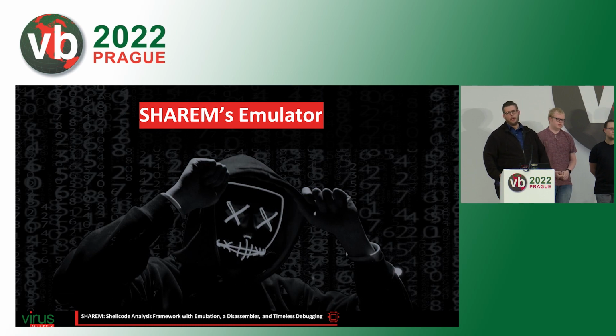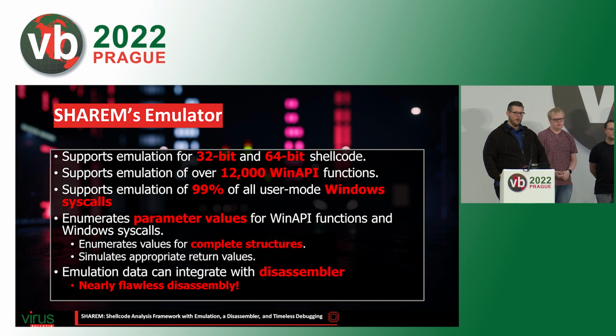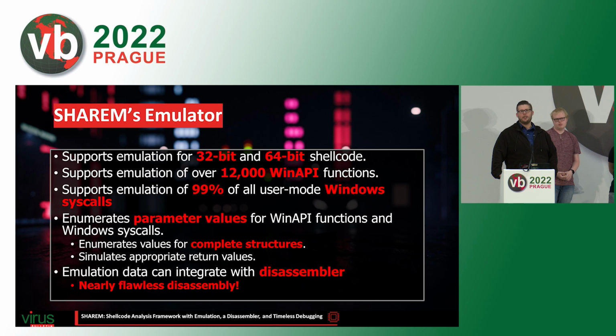Okay, so let's dive straight into the emulator, which is the heart and the soul of SHAREM. It does utilize Unicorn Engine and provides support for both 32 as well as 64-bit shellcode, and again, Windows syscalls. Virtually all of those are supported. SHAREM is able to discover not only the parameters to these APIs, but also complete structures, which is also an unprecedented feature. SHAREM is also able to take this emulation data, merge it with a disassembler, and provide nearly flawless disassembly for the shellcode.